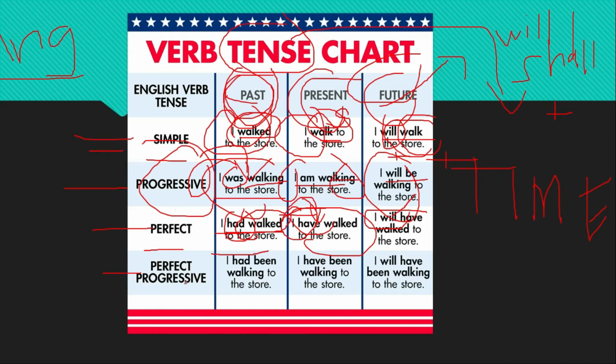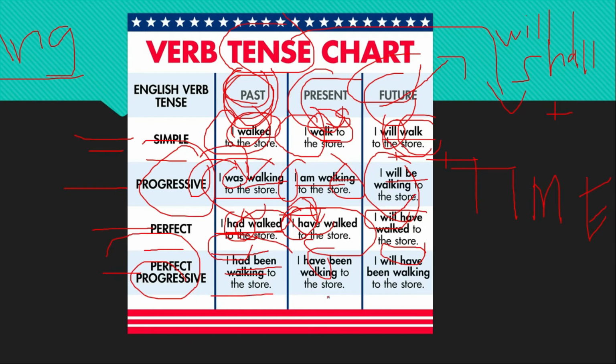For the perfect progressive, since it's progressive still, we will use the perfect form of the verb, but we will use the -ing form. So had is still used for past, has or have for present, future is will have or shall have. The only difference is we will use been plus the continuous or progressive form of the verb. Example, I had been walking to the store. That's for the past. Okay?